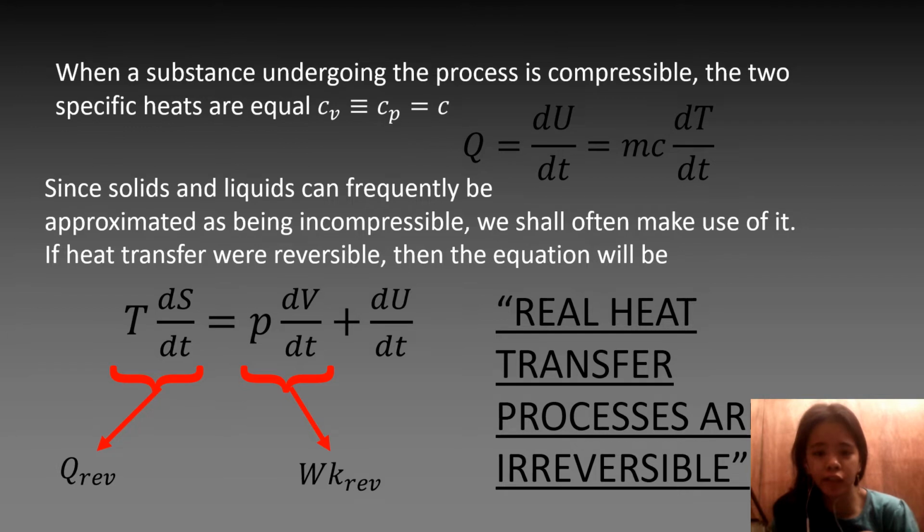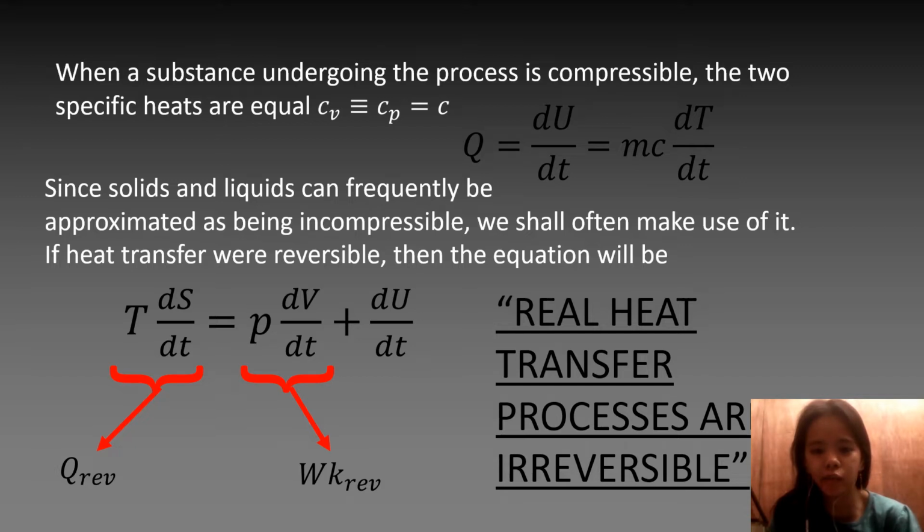When a substance undergoing the process is incompressible, the two specific heats are equal: Cv = Cp = C. Then Q = dU/dt = mC dT/dt. Since solids and liquids can frequently be approximated as being incompressible, we shall often make use of it.